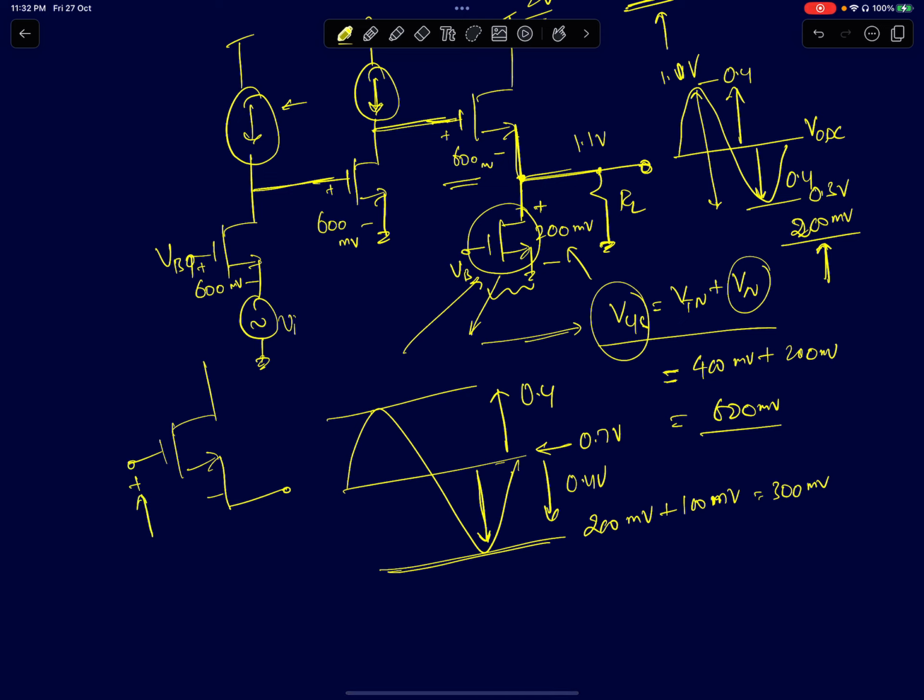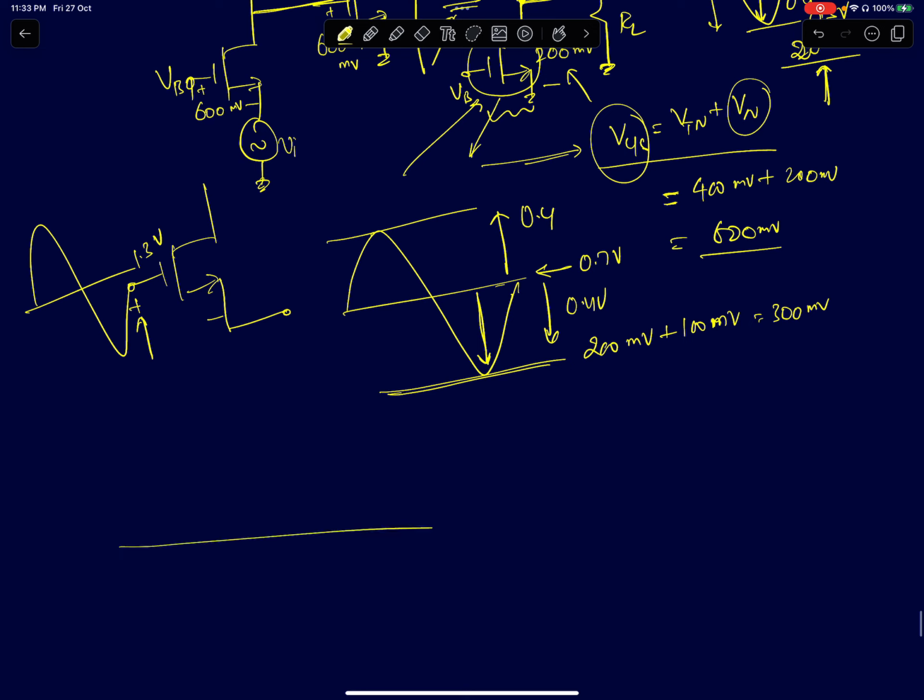The gate terminal here is going to swing. The DC will shift. The swing will remain the same because the gain is close to 1. Okay. Swing will remain more or less the same, but the DC voltage will be shifted by the VGS, which is 600 millivolts. So here it will be 1.3 volts. The DC node voltage here, the DC here, will be 1.3 volts. And you will go 0.4 volts above 1.3 and 0.4 volts below 1.3. So 0.4 below 1.3 is 0.9, and here it is 1.7 volts.